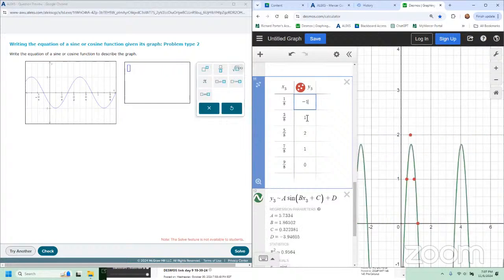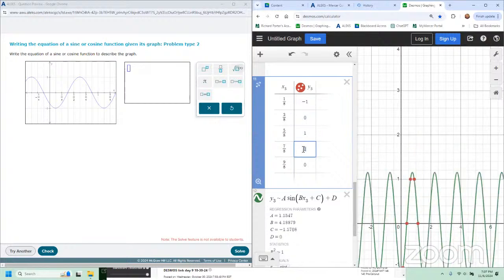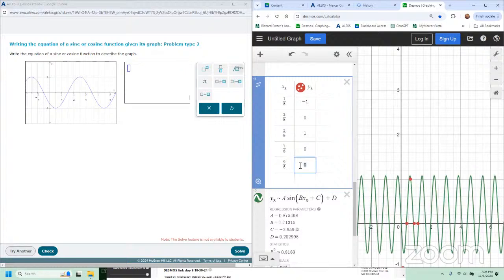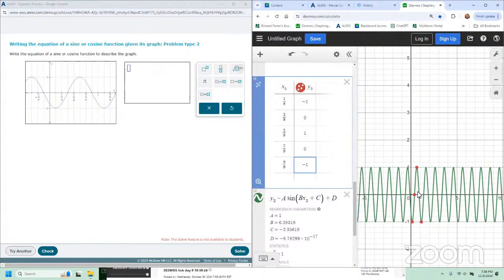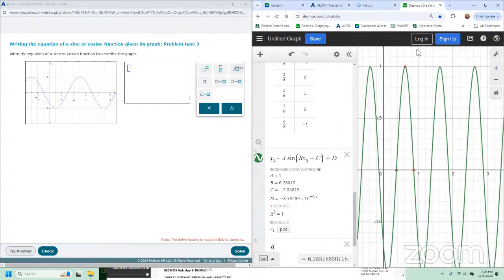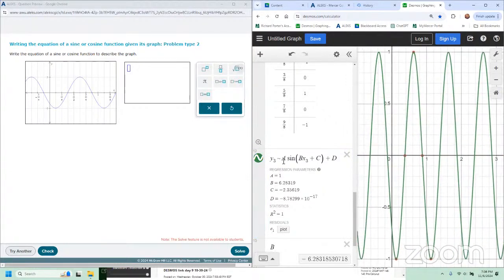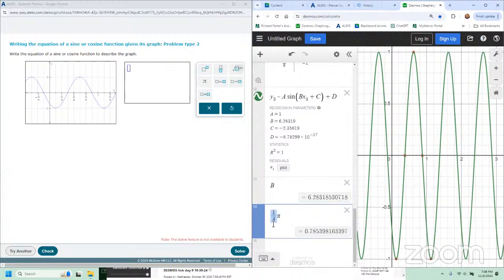And then it goes to 0. Then it goes to 1. Then it goes to 0. Then it goes to -1. So once I get those points in there, it automatically tells me exactly what they are. A is 1, B is, so in this case, when I divide B by pi, I get the number 2. So here B is 2 pi.